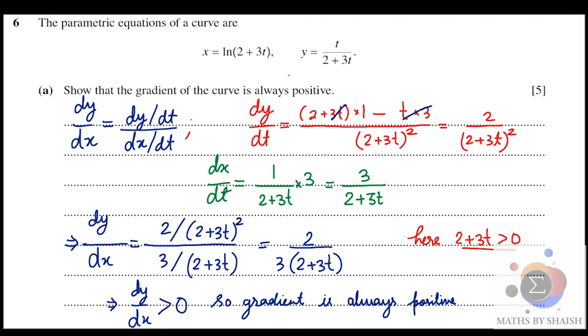Today in this video we are going to discuss the last 5 questions from May-June 2021 Pure Mathematics 3 9709. The component is 3-1, that is from question number 6 to 10, and we have already discussed the first 5 questions in the previous video, so let's discuss the last 5.